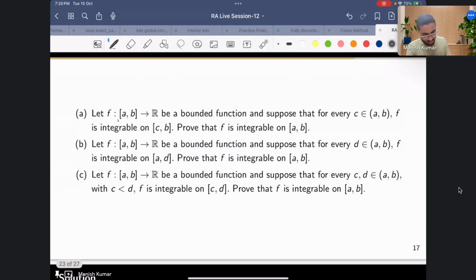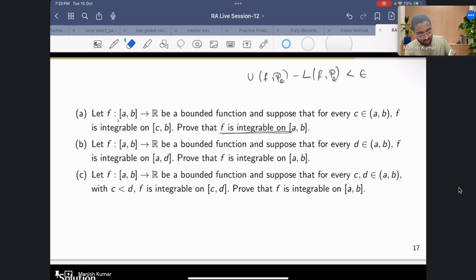what does this integrability mean? Integrability means that the upper Darboux sum and the lower Darboux sum you can make as close as you want. So for any epsilon there exists a partition P epsilon such that U(f, P epsilon) minus L(f, P epsilon) is less than epsilon, right? This is what our goal is to prove. Let's keep that in mind.